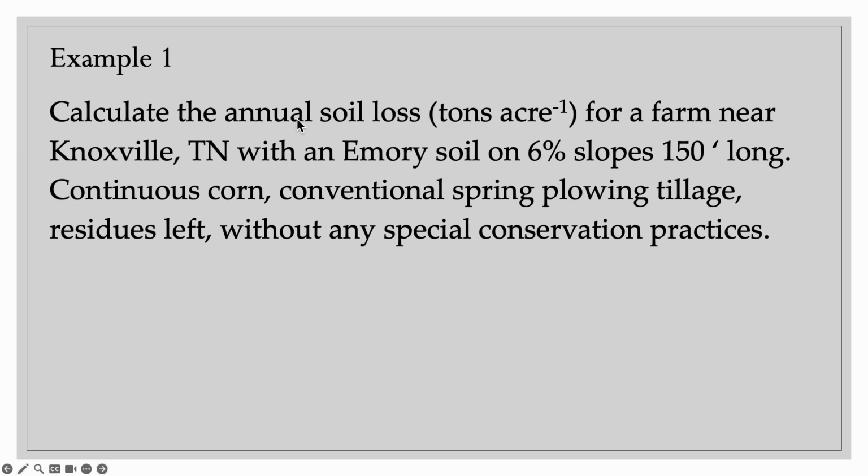and we are going to calculate the annual soil loss. Again, don't get too hung up on tons per acre or megagrams per hectare. The value is the value. So we are on a farm near Knoxville, Tennessee, on an Emory soil with 6% slopes that are 150 feet long. Our management practice is continuous corn, conventional spring plowing and tillage with residues left, no conservation practices.